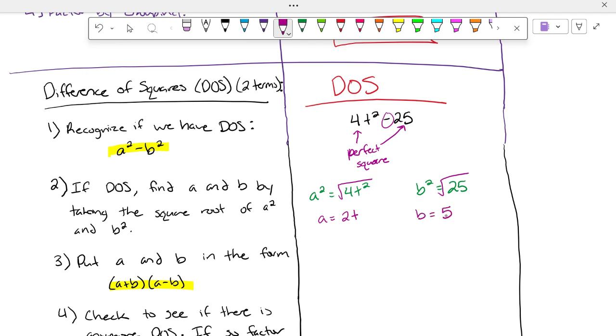And b is 5. Now, guys, a little trick for variables is that it's a perfect square variable-wise if the exponent is even. So the exponent is even, it's a perfect square. And all you'd have to do to get the square root is just divide it by 2. And that's your new exponent. So for example, if it was t to the fourth, the square root of t to the fourth is t squared. Now I'm going to put in the form of a plus b, so 2t plus 5 times 2t minus 5. And since 2t and 5 are not perfect squares, I'm done.